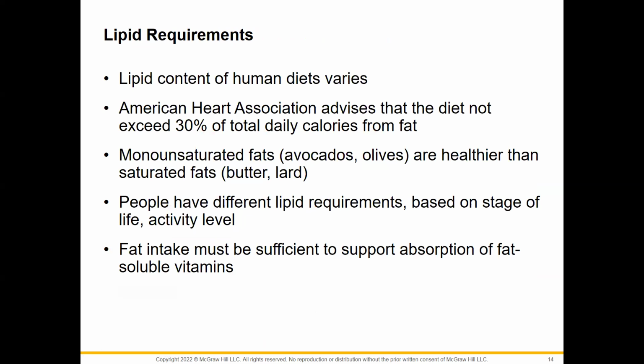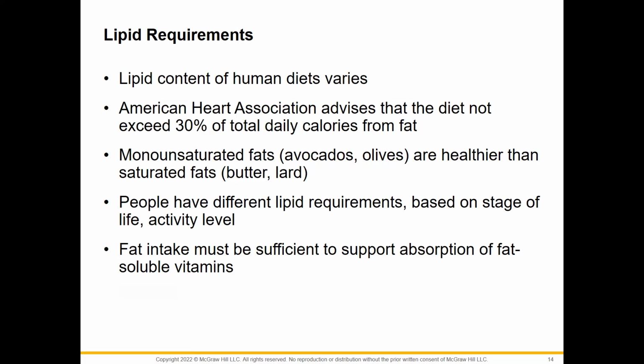So, what does a human body require with respect to lipids? The amount of lipids that a human body requires does vary depending on the human and depending on the stage of development that human is in. And human diets vary in how much lipid they contain. Also, keep in mind that not all of those lipids are healthy, just like not all of them are unhealthy.